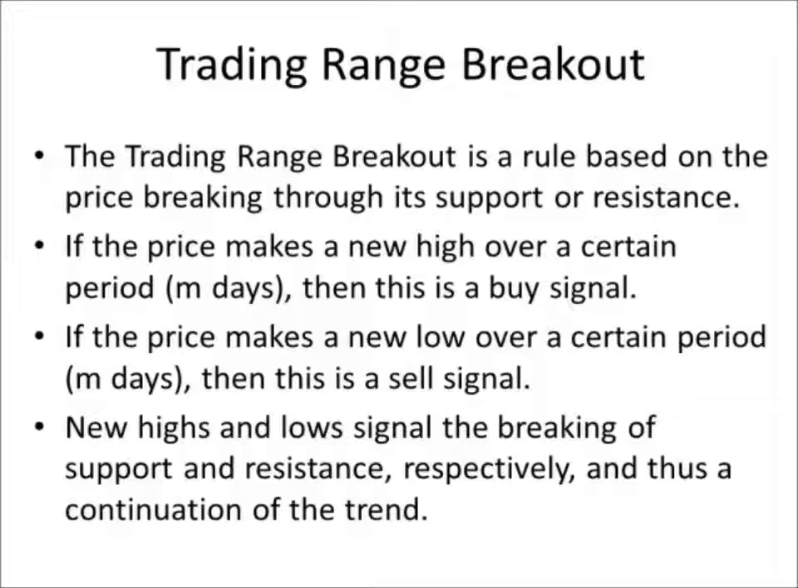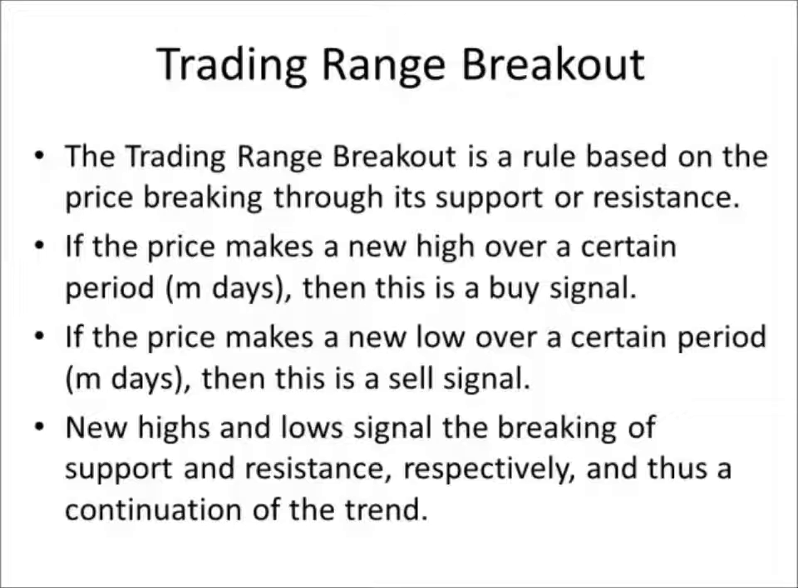And likewise, if the price were to break below and break through its support, then that would be a bearish sign. And we can characterize the rule by saying if the price were to make a new low over a certain period of days, let's say over M days, could be 10 days, 15 days, then this would be a sell signal. So it's a really simple rule, right? We look at the prices over the last, let's say 10 days, alright? If the current price is a new high out of that 10 days, then that's a buy signal. If the current price is a new low out of those 10 days, then it's a sell signal. If not, then there's no signal.